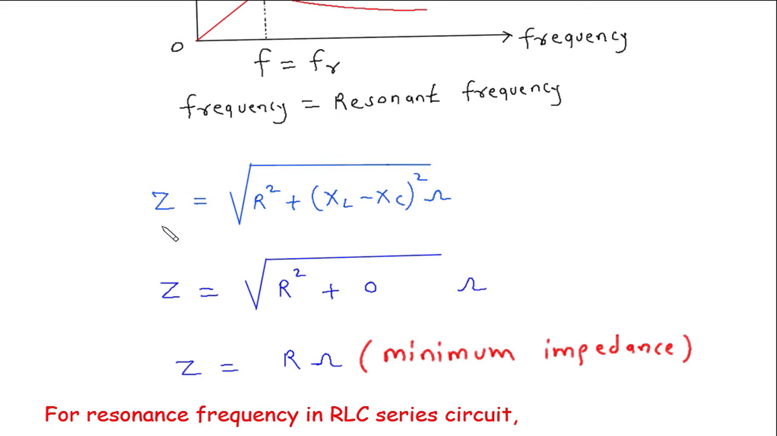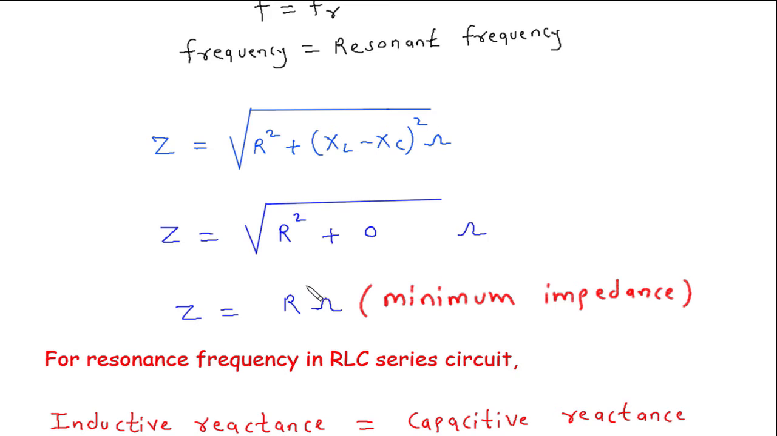So therefore impedance Z is equal to under root of R square plus XL minus XC whole square. So this XL and this XC will get cancelled, so what remains is 0. So therefore Z is equal to under root of R square, so this will be Z is equal to R. This is the minimum impedance.